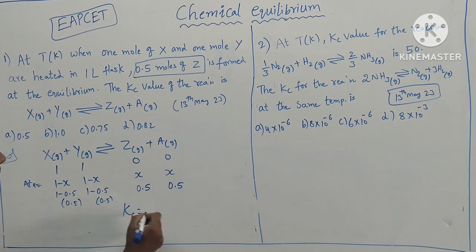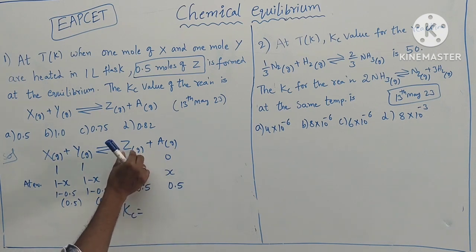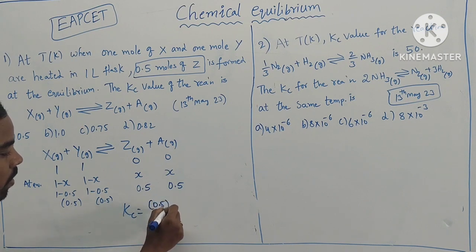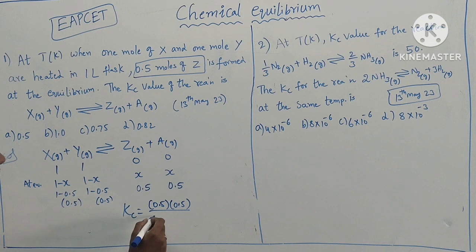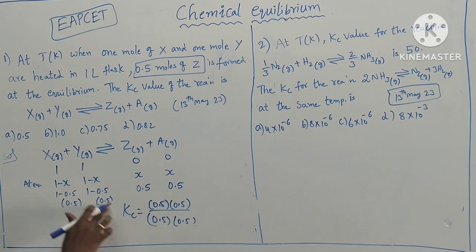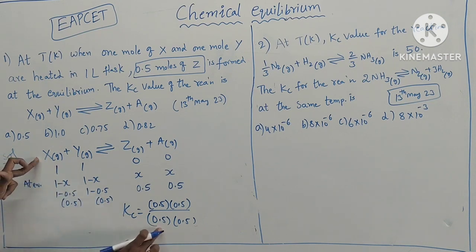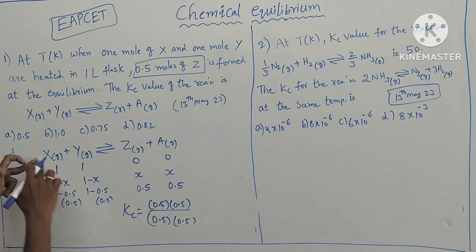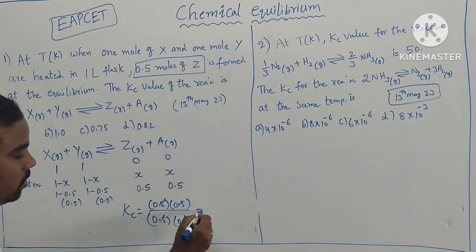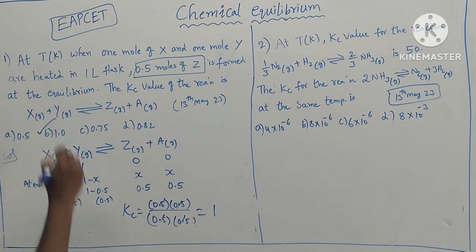We know that Kc is equal to the product of concentrations of products divided by the product of concentrations of reactants. So 0.5 into 0.5 by 0.5 into 0.5. All are 1 mole, that's why 0.5 into 0.5. If 2 is present, 0.5 whole square. If 3 is present, 0.5 whole cube. So all are cancelled. So the answer is 1. Kc value 1.